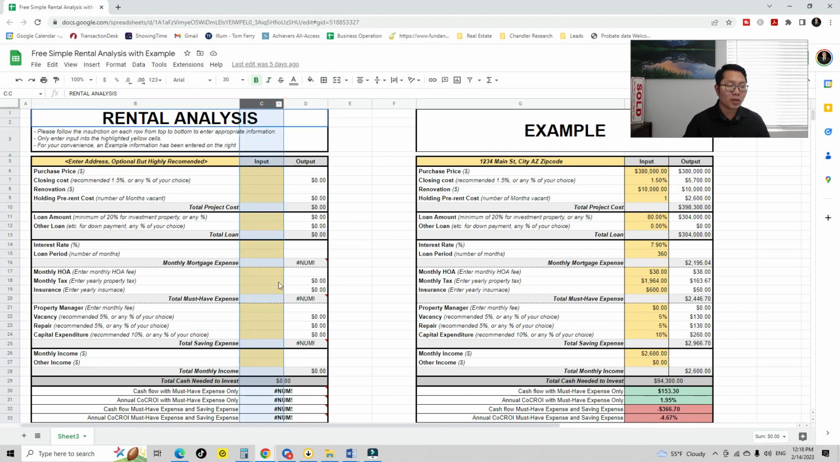This is the only column that you need to worry about. In fact, there's only a couple of cells that you have to worry about. Everything else already has a formula and is easy to calculate. You can see the result right here.